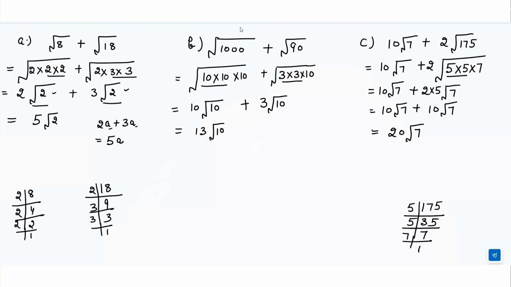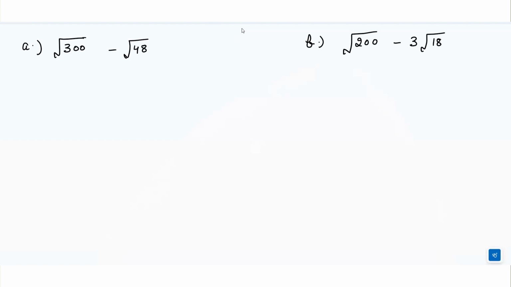So this is how we can add the surds. In the subtraction also, we have to do the same. Only this positive sign will change to negative. So let's understand those kinds of questions also. Now in your part A, they have given 300 and 48. So we have to find out the prime factors of these two numbers.